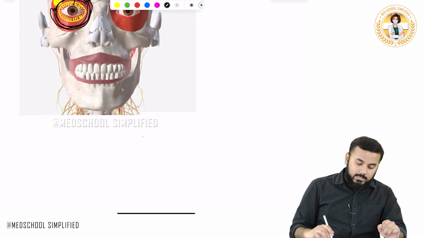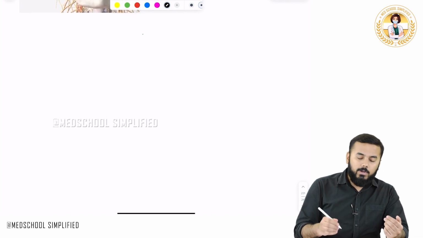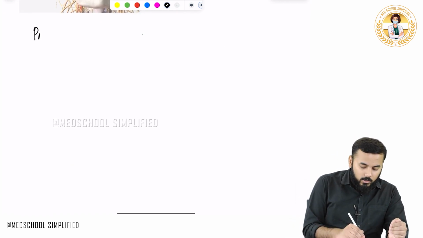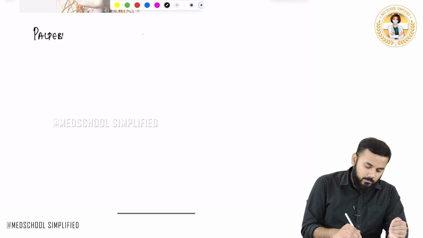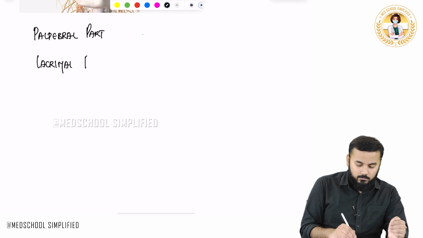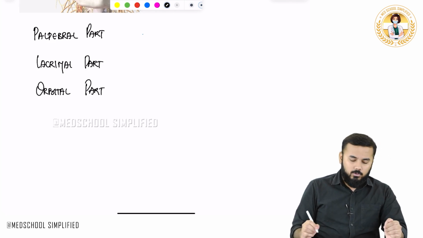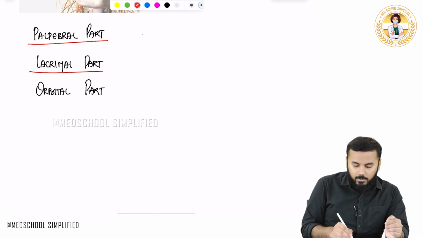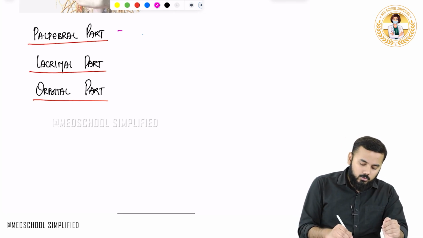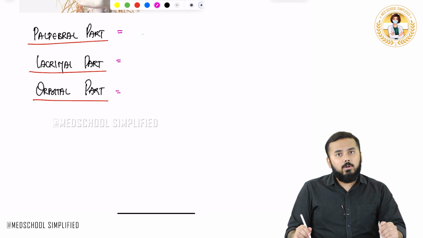Okay. Now let us see what is the use of this muscle. Okay, first of all, when I talk about the use of this muscle, let me write down what is the use of the palpebral part, what is the use of the lacrimal part, and what is the use of the orbital part. So there are three parts here: palpebral part, lacrimal part, as well as orbital part. So what is the use of these individual muscles over here?